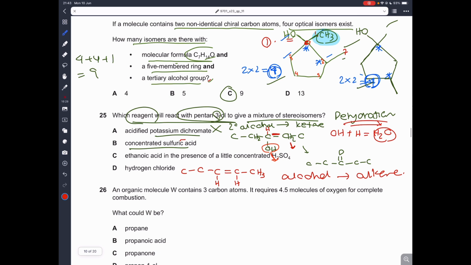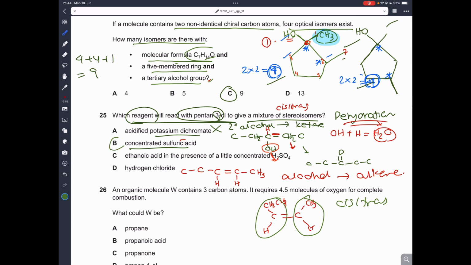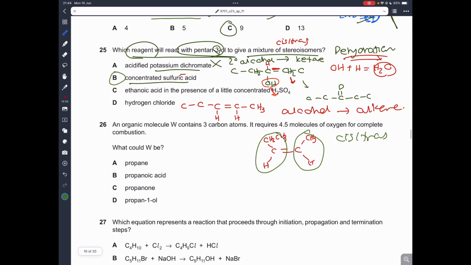Will this give a mixture of stereoisomers? It will, because this type is actually cis-trans, or geometrical isomerism. It is not optical isomerism, so there is no chiral carbon here. If we write CH2, CH3, H over here, we have different groups on either side of the carbon atom. So this is going to give us cis-trans geometrical isomers. Therefore, B is the correct answer. I hope you understand that.